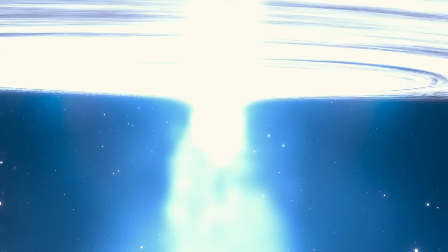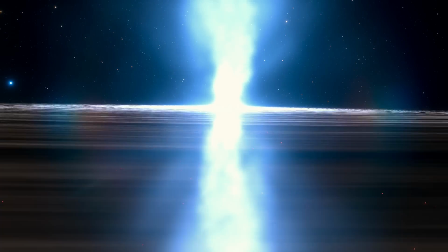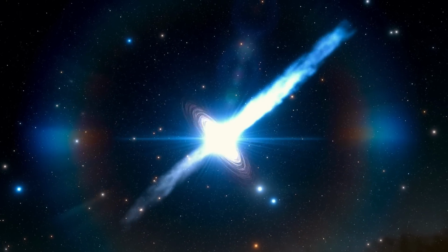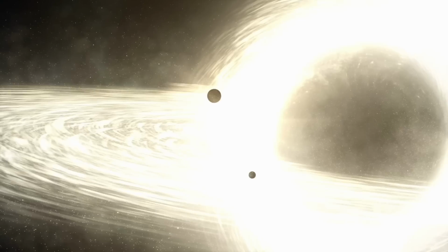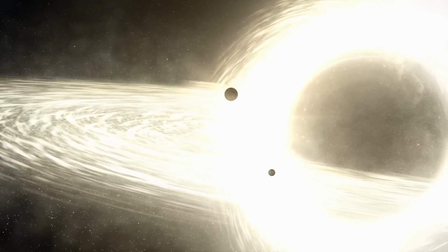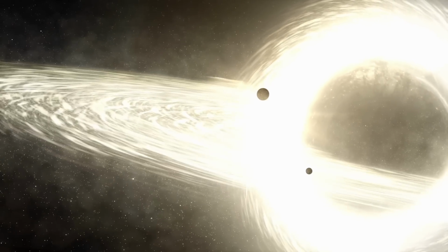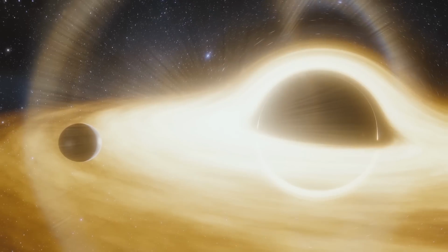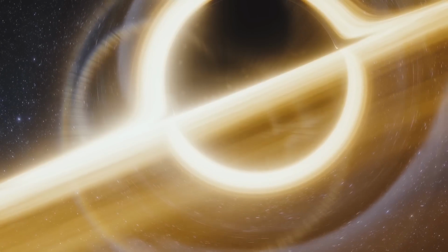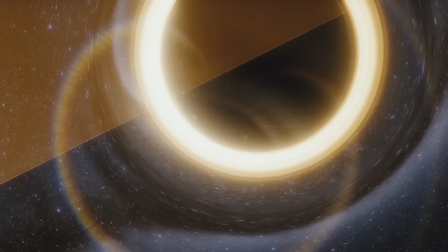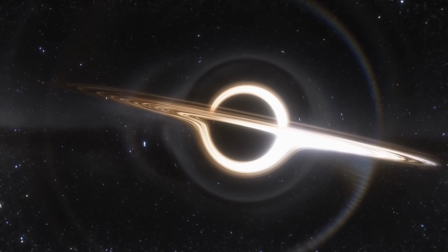Another proposed solution is the firewall paradox, which states that information is not lost, but instead stored by a firewall of high-energy particles surrounding the black hole. Despite all the aforementioned theories, the information paradox remains one of the most difficult and important unsolved mysteries in theoretical physics. It is integral for our understanding of the nature of black holes, the principles of quantum mechanics and general relativity, and most importantly, the ultimate fate of the universe.